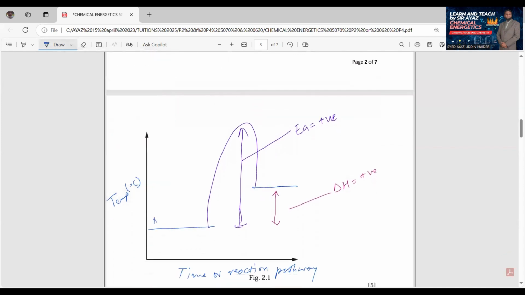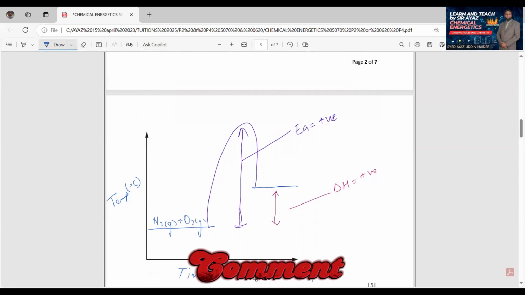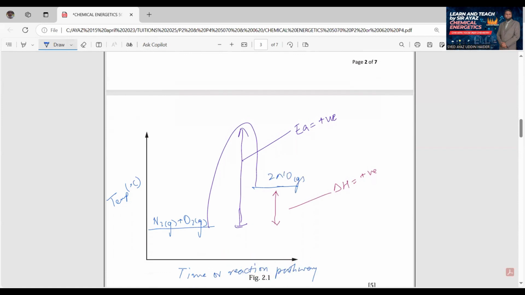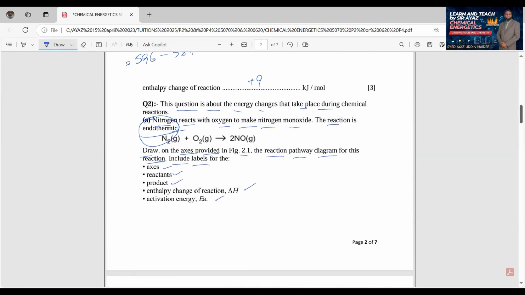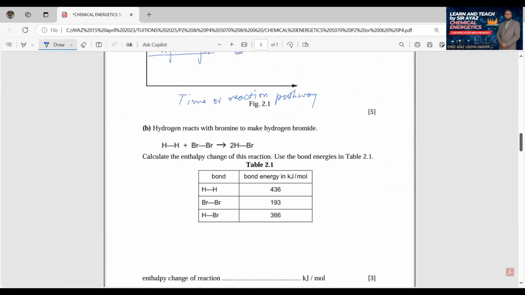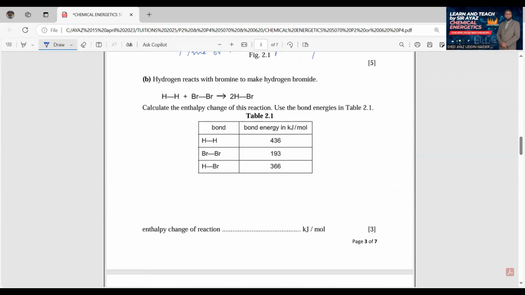So we have reactant N2 gas plus O2 gas gives 2NO gas. So this will be the final energy profile diagram or reaction pathway diagram for this reaction.